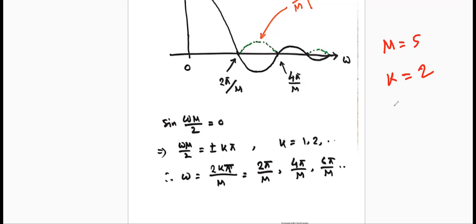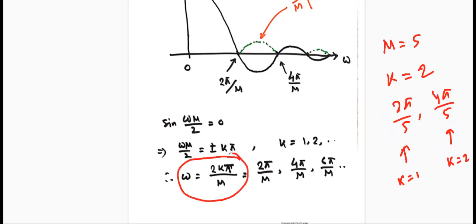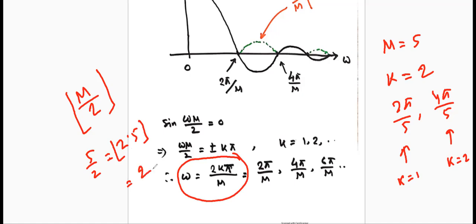Because in that case, we have twice pi divided by 5 and 4 pi divided by 5. In this case k is equal to 1, and in this case k is equal to 2, because in general the equation is this for the zeros. So k will be less than m by 2. Exactly. But to be very specific, that is m divided by 2 and the lower ceiling. What is m divided by 2? 5 divided by 2, that is 2.5, and the lower ceiling of that is 2. That is the value of k.